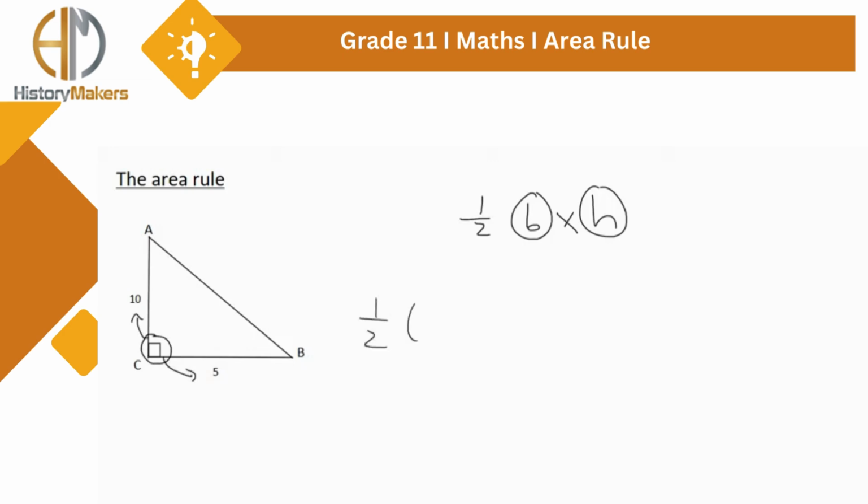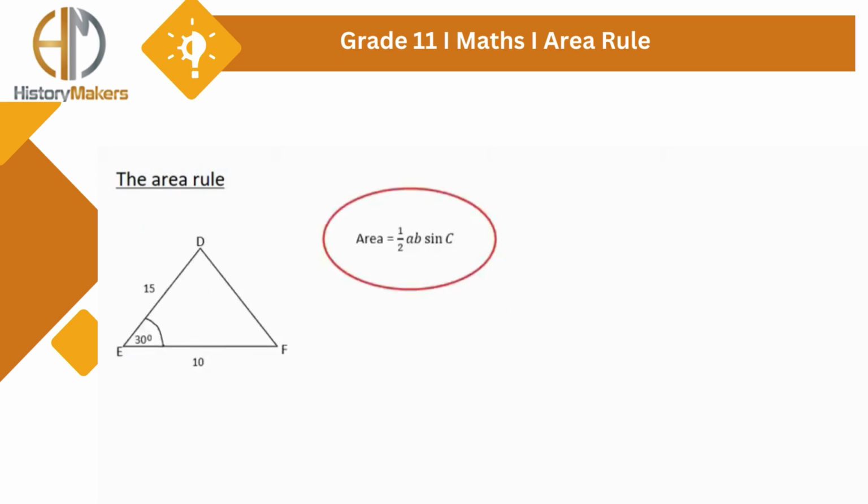And so you would just choose one of them as your base, it doesn't really matter, and one of them as your height, and you would get an answer of 25 as the area. But that half base times height only works when you have 90 degree triangles. And so of course, as with the previous videos, we have to find ways to do things when we don't have 90 degree triangles, and so that's where we are going to use the area rule of trigonometry.